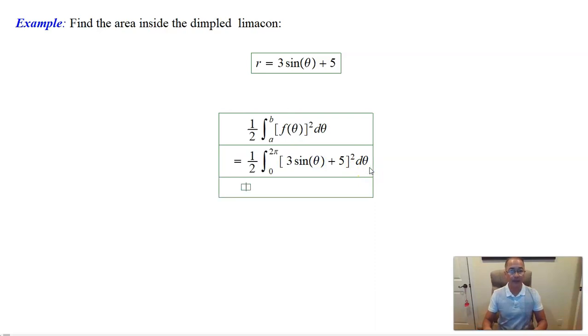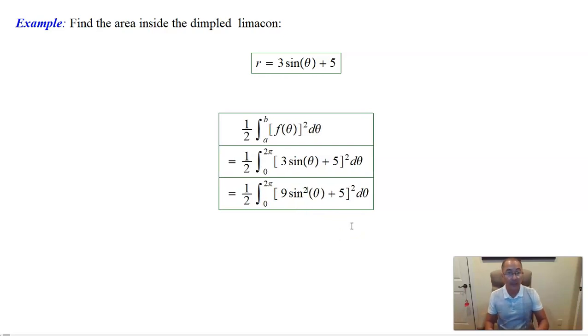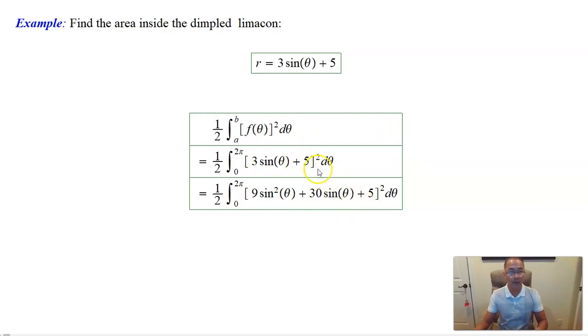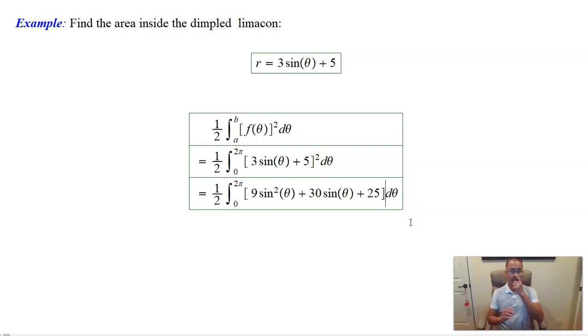Okay, there we are. So next step, we're going to expand that so that we can integrate it. So we're going to get 9 sine squared theta. Okay, cross term, 5 times 3, 15 times 2 is 30. So plus 30 times sine theta. So let me copy this. And then we will add the last term, square 5, we're going to get 25. Okay, so that is our square.